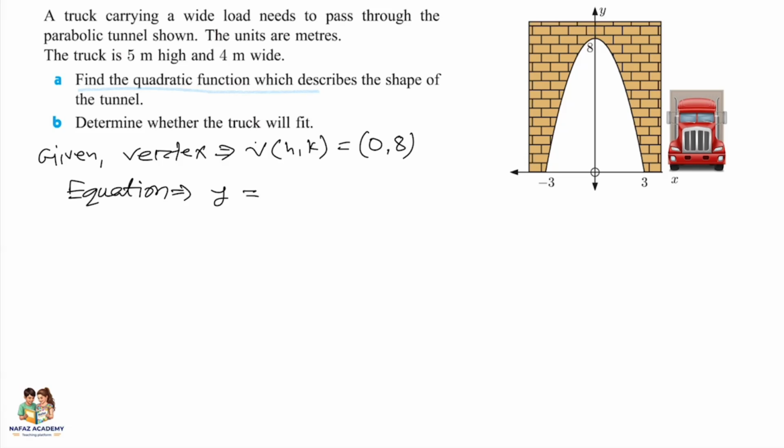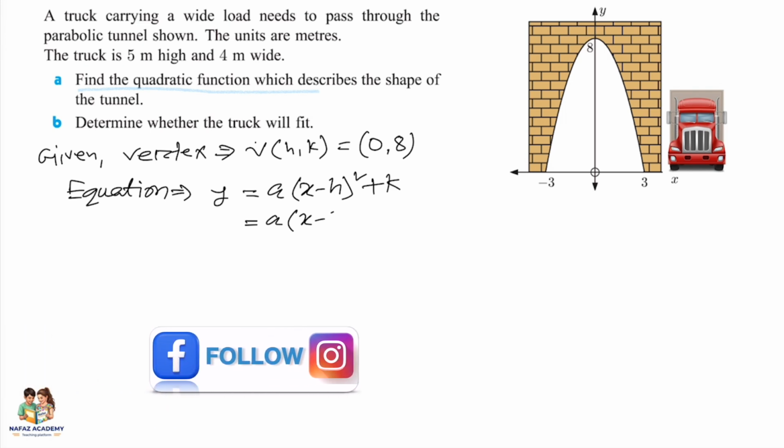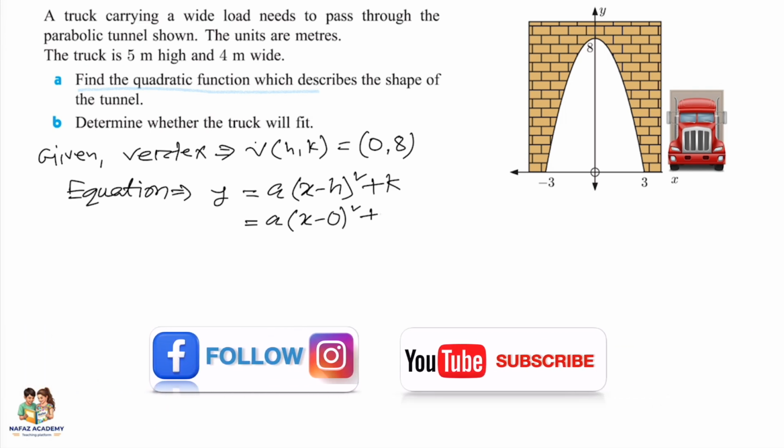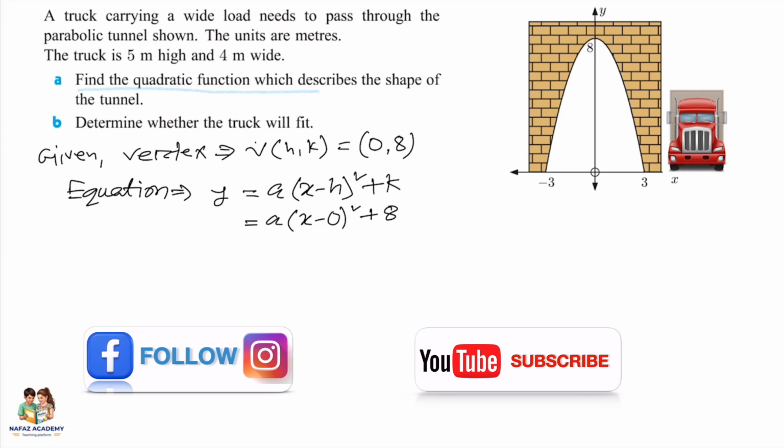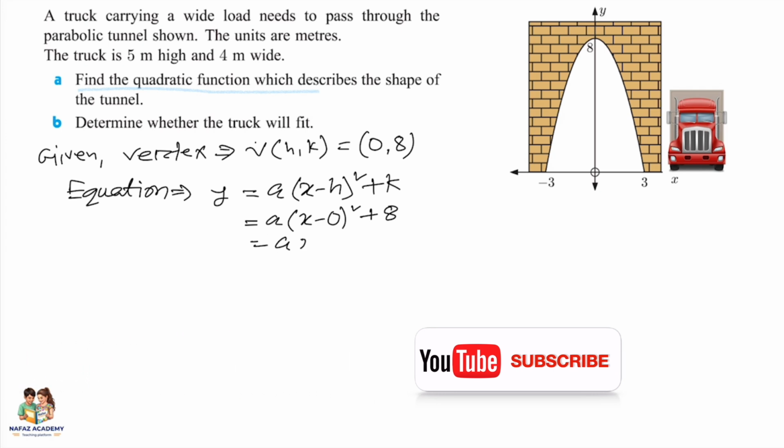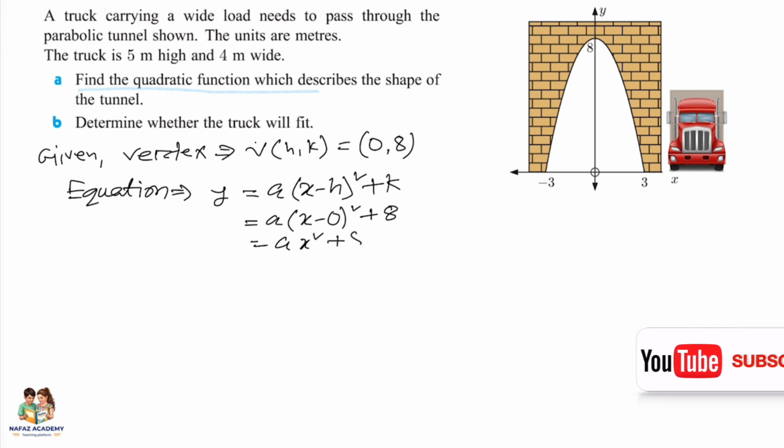I explained this in my previous videos. For a better understanding, you need to watch all of my previous videos in this chapter in order. Go to the playlist and select the specific topic. This is the exact equation for this information: a(x minus h) squared plus k, where h is 0 and k is 8. As I said, it is ax squared plus 8. We need the value of a to solve this equation.